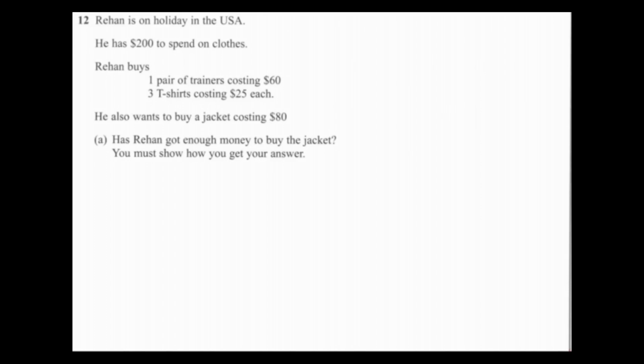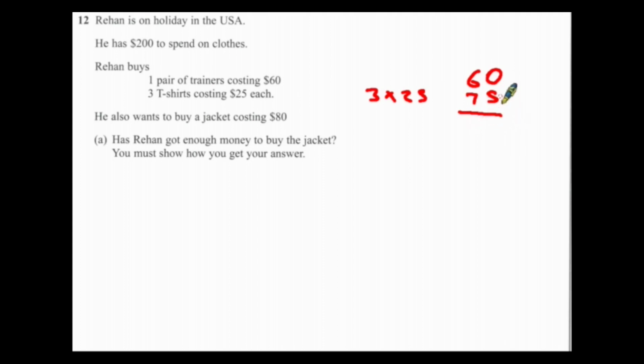Question 12 is in two parts, so let's look at the first part first. So we are told that Rayhan is on holiday in the USA. He has $200 to spend on clothes, and we have a list of what he buys, and we need to know whether he has enough money left to buy the jacket after purchasing the t-shirts and the trainers. So just because it's in dollars makes no difference whatsoever. So we have a pair of trainers, that is $60. We have 3 t-shirts costing $25 each, so 3 times 25 is 75.